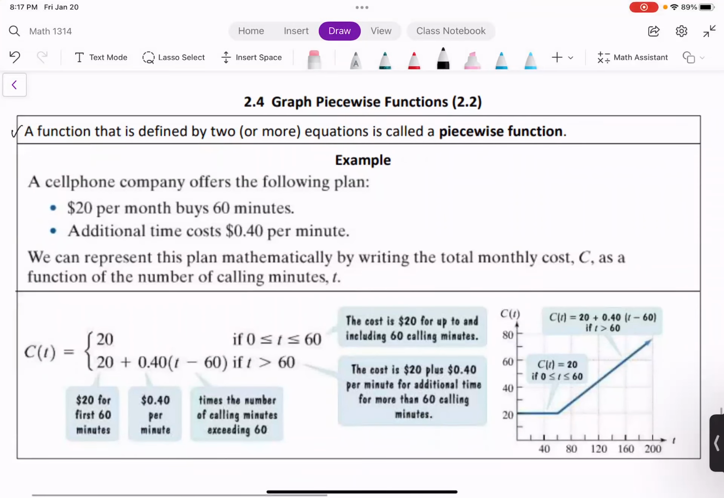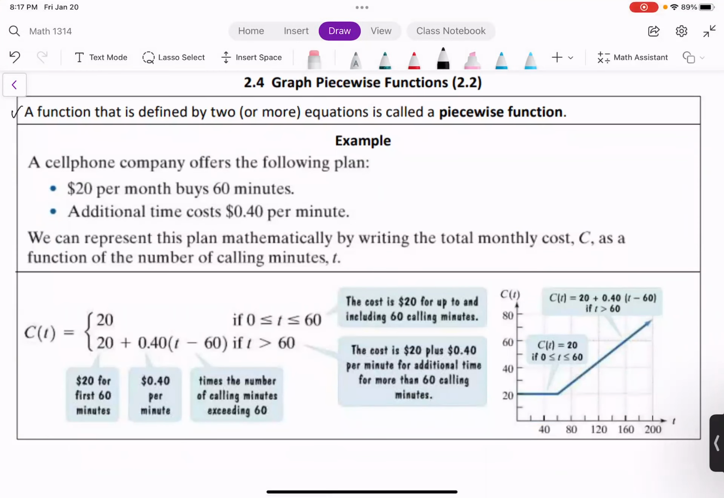For example, a cell phone company offers the following plan. $20 per month for 60 minutes. Additional time costs $0.4 per minute. We can represent this plan mathematically by writing the total monthly cost C as a function of the number of calling minutes T. So we have a function C of T equals, and there are two parts to this function.